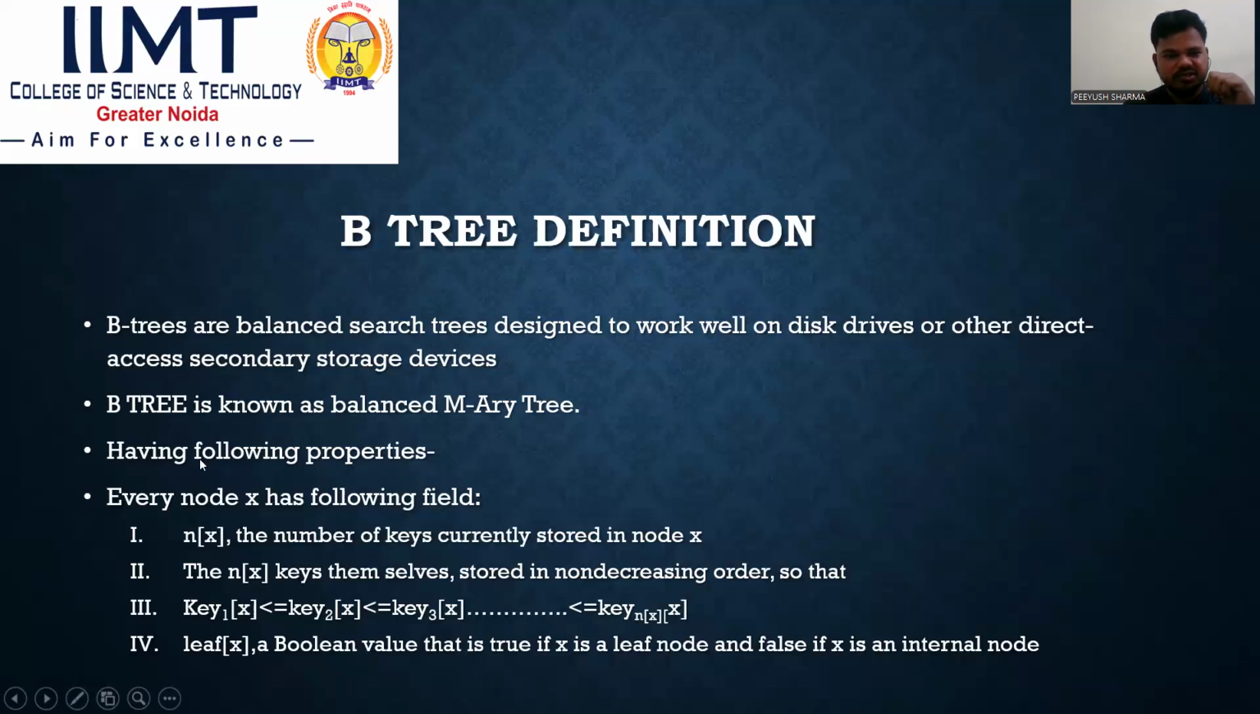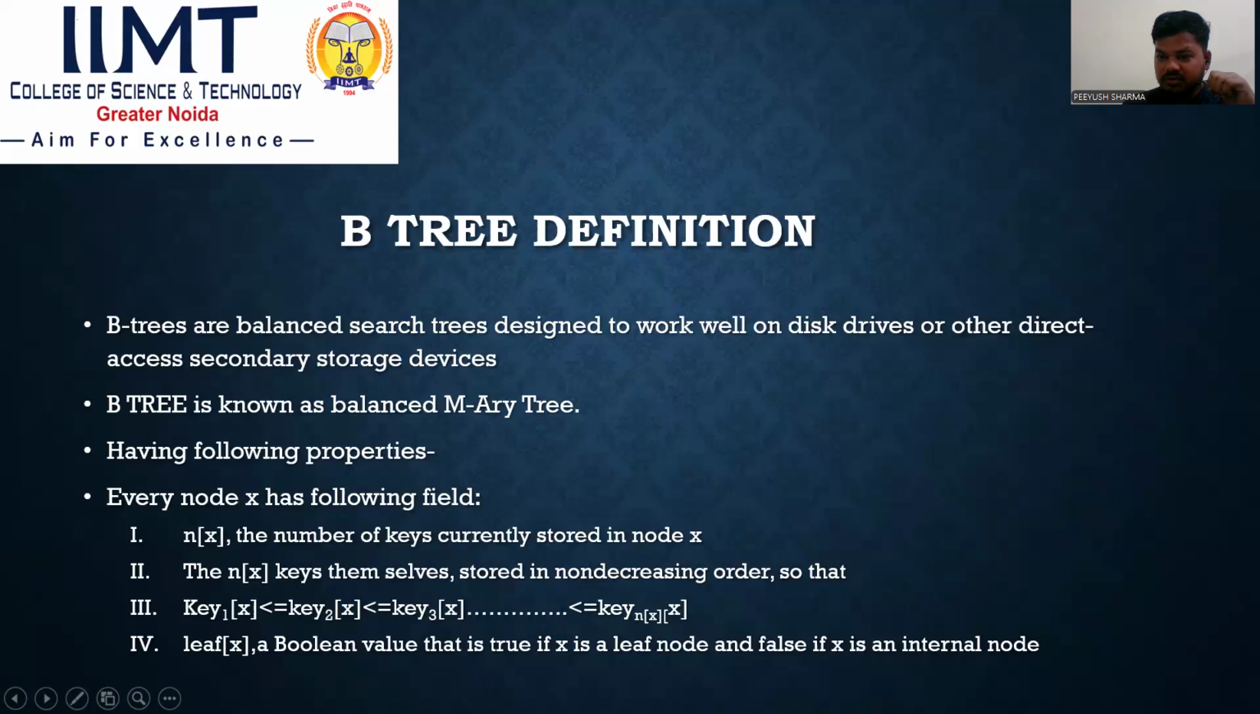So let us proceed. The M-ary B-tree has the following properties. What are they? Every node x has the following fields, right? nx. What is nx? The number of keys currently stored in node x, right?